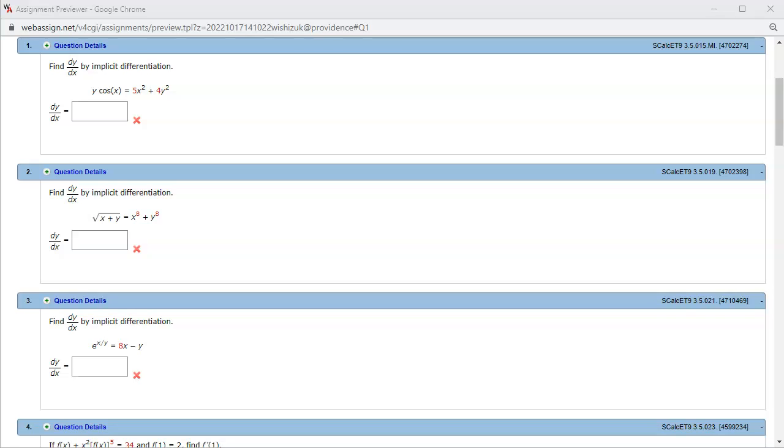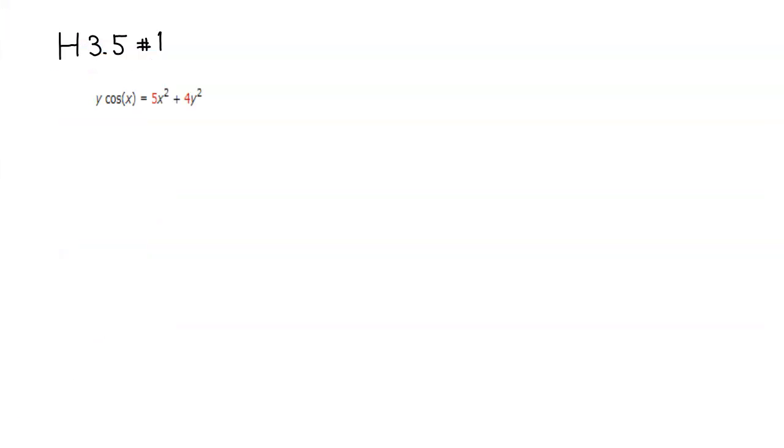Alright, let's look at homework 3.5, problem number 1. We want to find dy over dx. So let's take the derivative directly from here. We are taking a derivative with respect to x.